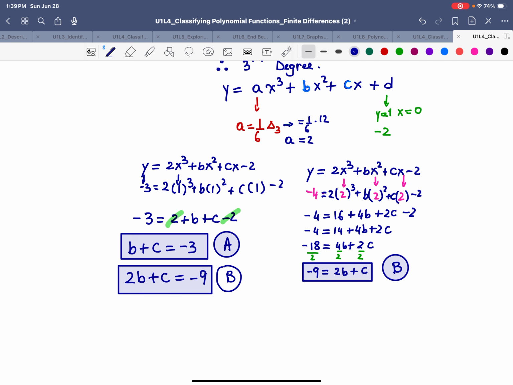And as you can see here, we have the same coefficient for c, which means that we can solve this system of equations by using subtraction, the elimination method with subtraction. So we have b minus 2b, and then plus c minus positive c equals negative 3, and then minus negative 9.